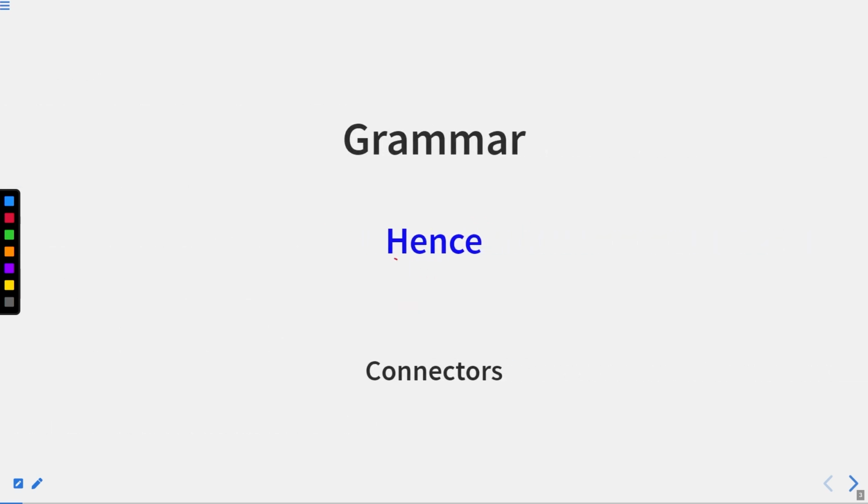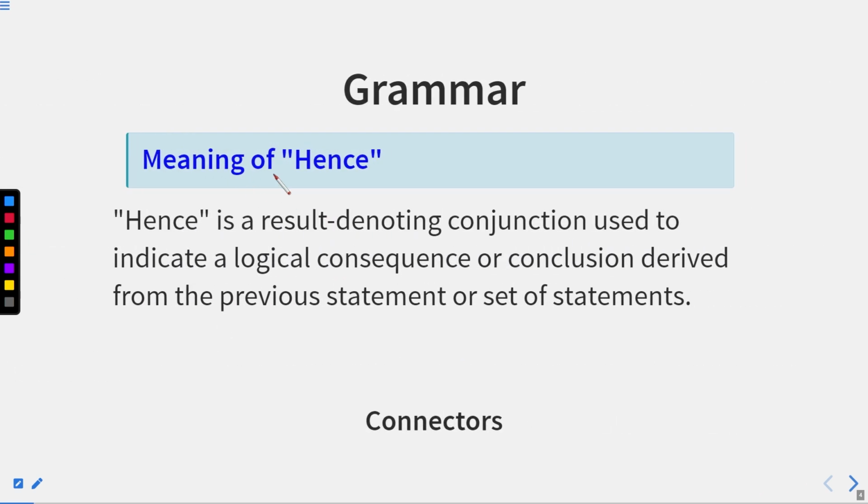First of all, we'll discuss the connector hence. Meaning of hence? Now, hence, you must have heard this word many times in mathematics. For example, we say hence proved. So, hence is used to show the result or to show the outcome of the particular event or situation that has happened. So, here this word hence is a result denoting connector. Hence is a result denoting conjunction used to indicate a logical consequence. Consequence means result or conclusion derived from the previous statement or set of statements.